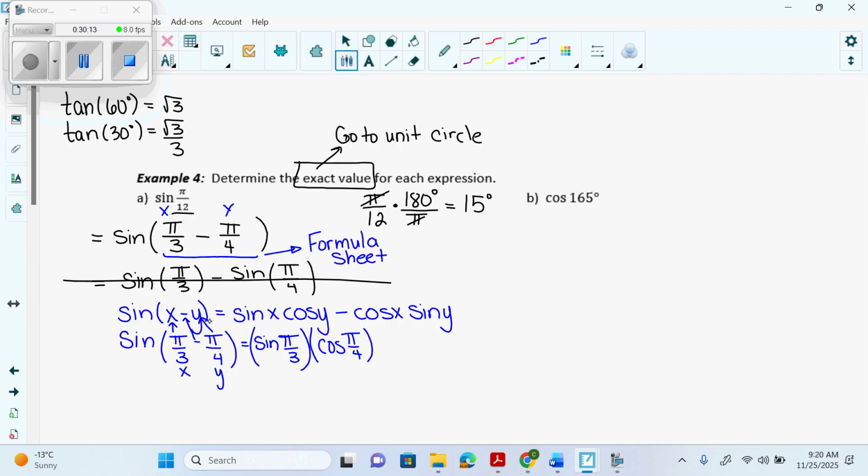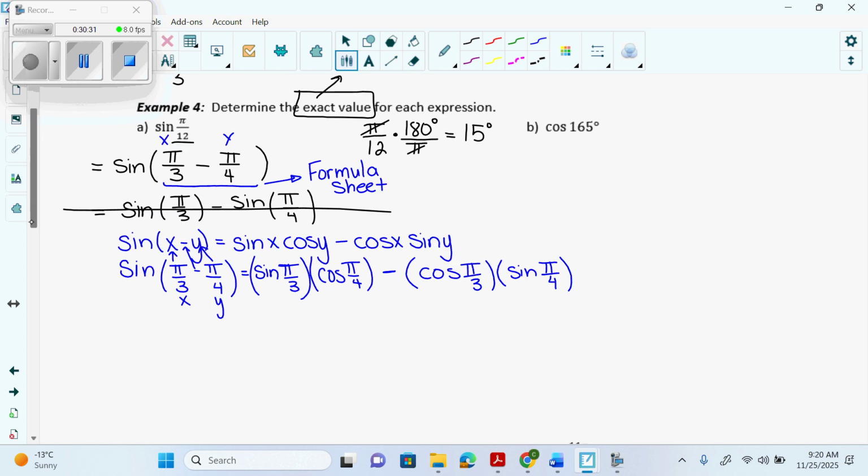Okay? So we have sine pi over 3, cos pi over 4, minus cos pi over 3, sine pi over 4. And now we can go to the unit circle and get those values off of it. So what is sine at pi over 3? What is sine at 60 degrees? Root 3 over 2. Your answer is root 3 over 2. That's what you all just said to me, right?